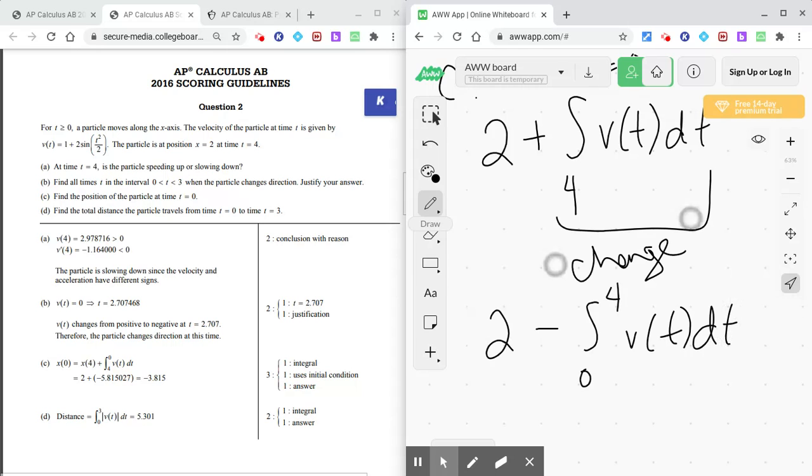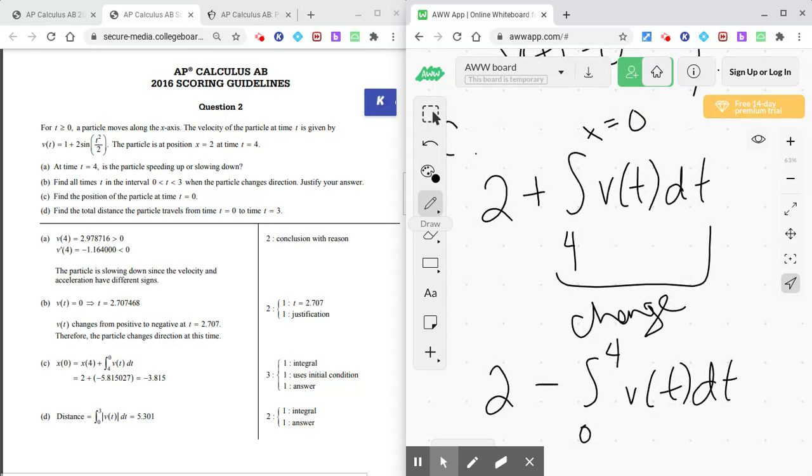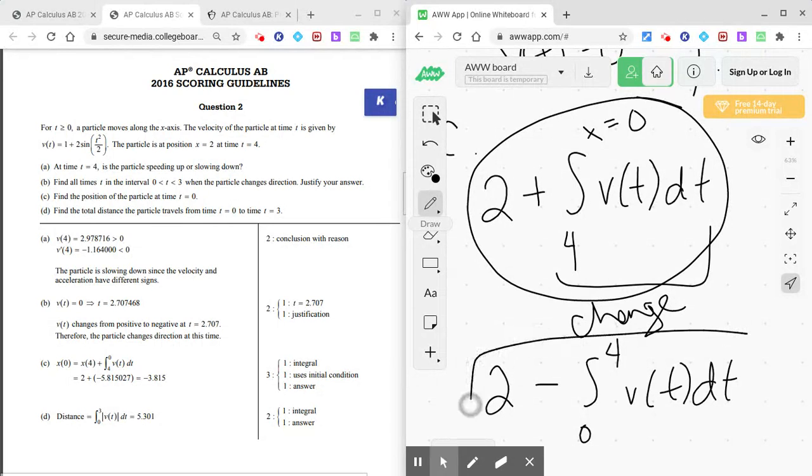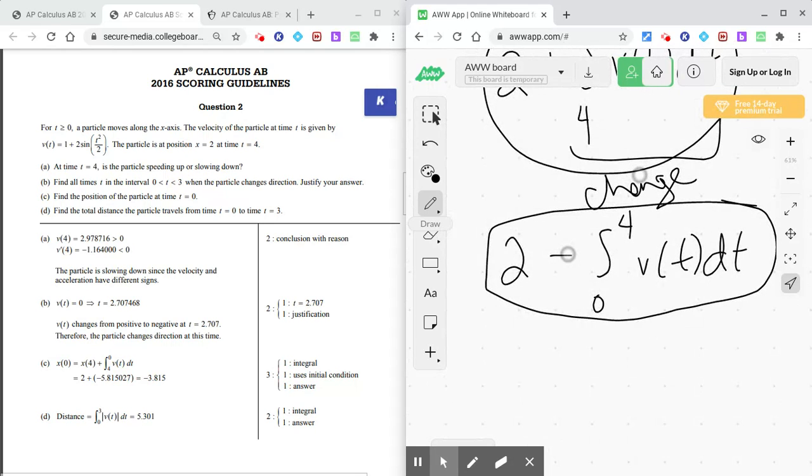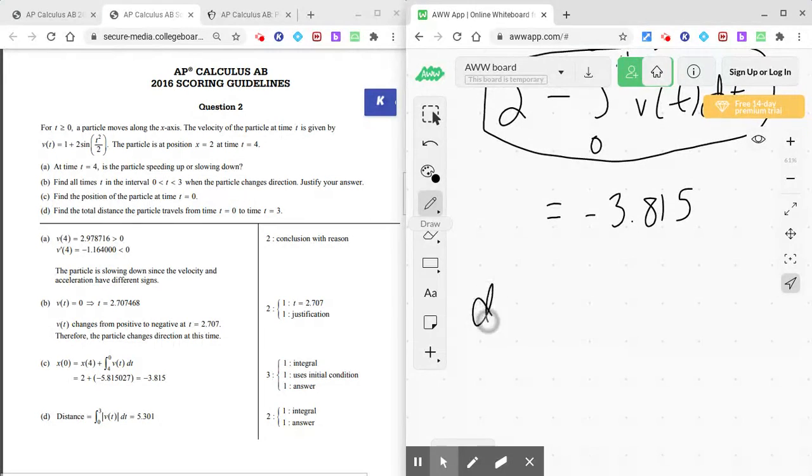And whether you want to put this initial condition and integral into your calculator, or you want to negate it and switch it around, either way, you should end up with the same result, the same negative 3.815. I'm putting that into my calculator, writing down my answer, and I'm moving along. You can see that's worth 3 points, one for the integral, one for the initial condition, and one for the answer. So let's move to D.